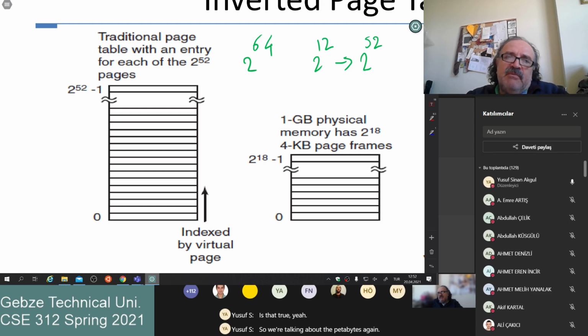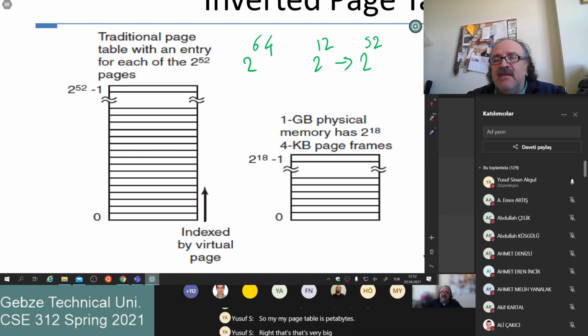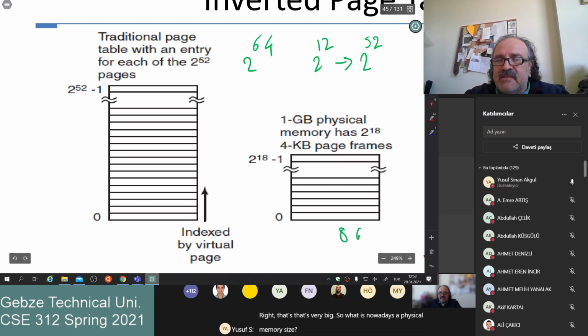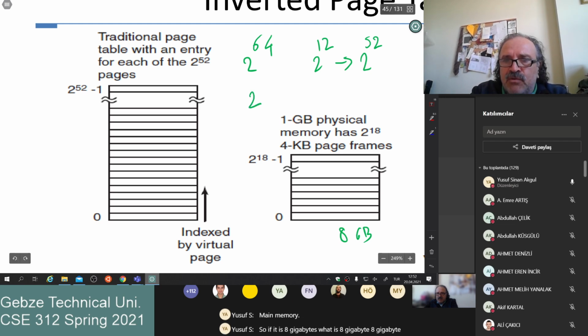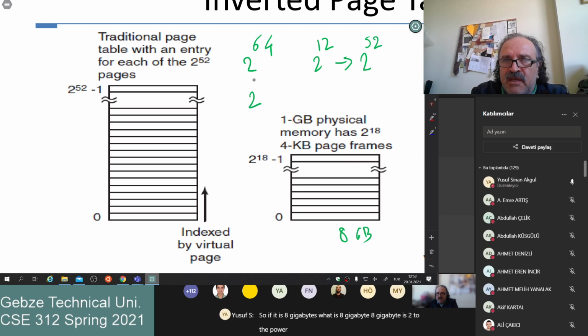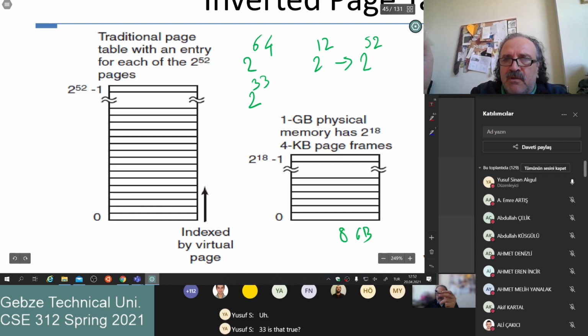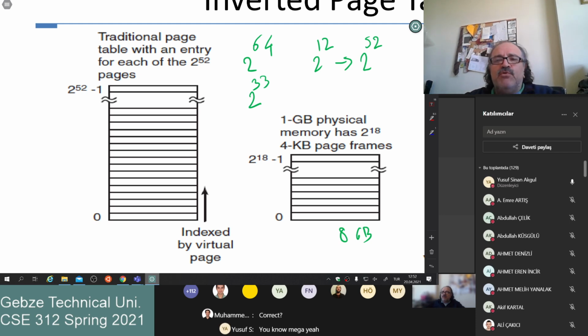So my page table is petabytes, right? That's very big. So what is nowadays physical memory size? Let's say it is 8 gigabytes. I have only 8 gigabytes of main memory. So if it is 8 gigabytes, what is 8 gigabyte? 8 gigabyte is 2 to the power 33. Kilo, mega, giga. Yeah, 2 to the power 33 is my physical memory size.